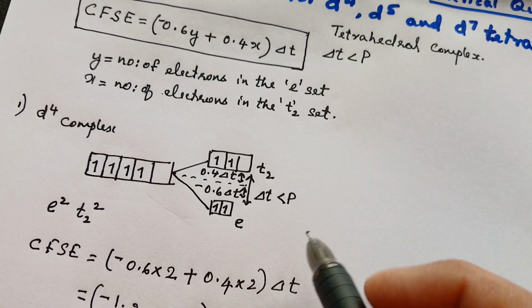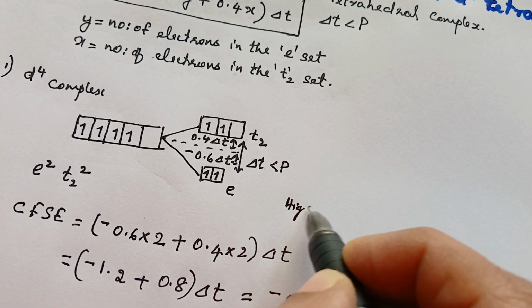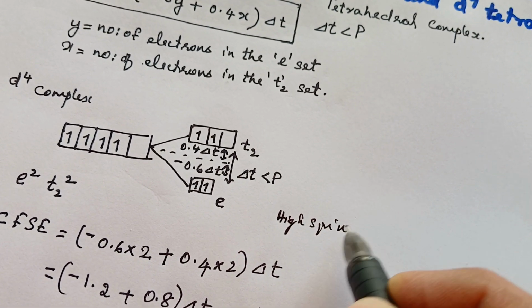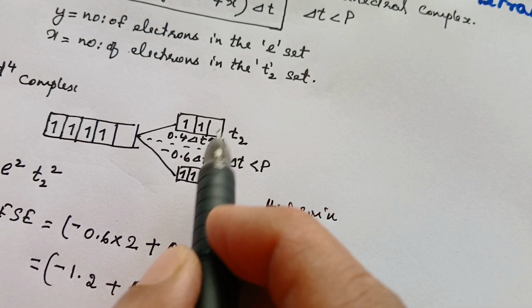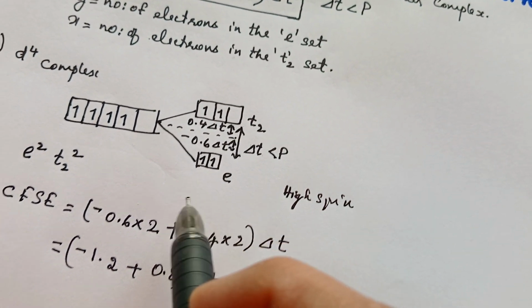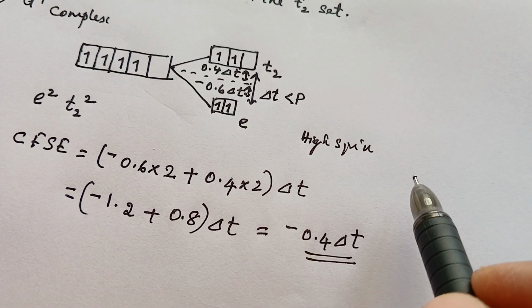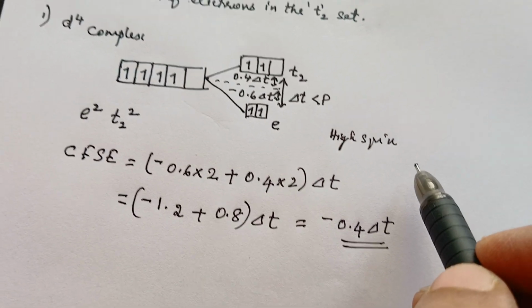And this will be a high spin complex because there are unpaired electrons occupying these orbitals. So that is why we call them a high spin complex.